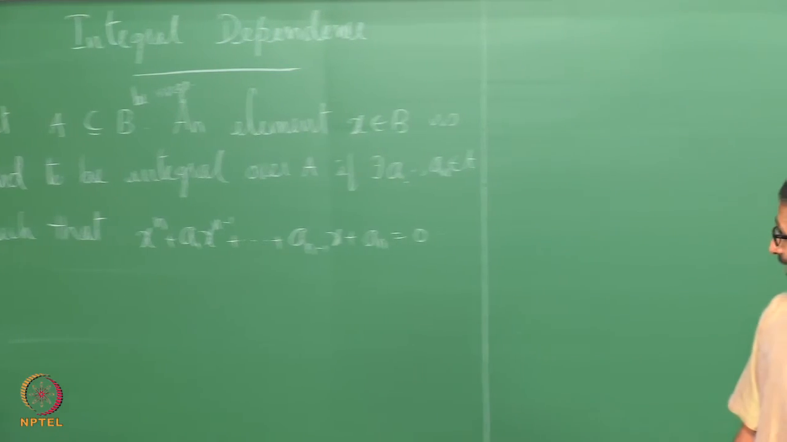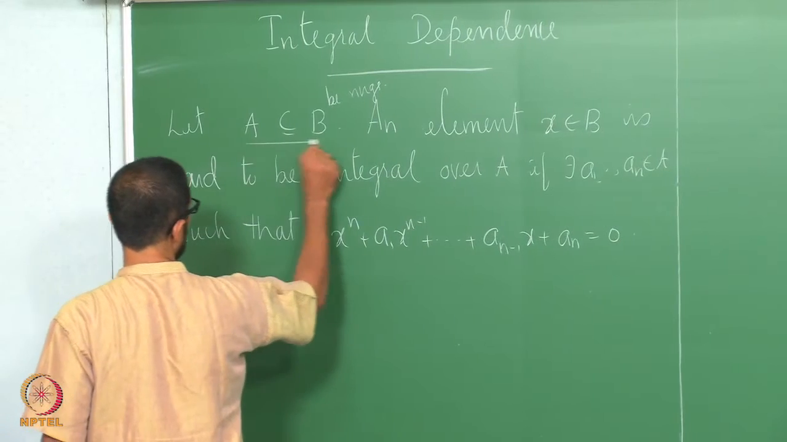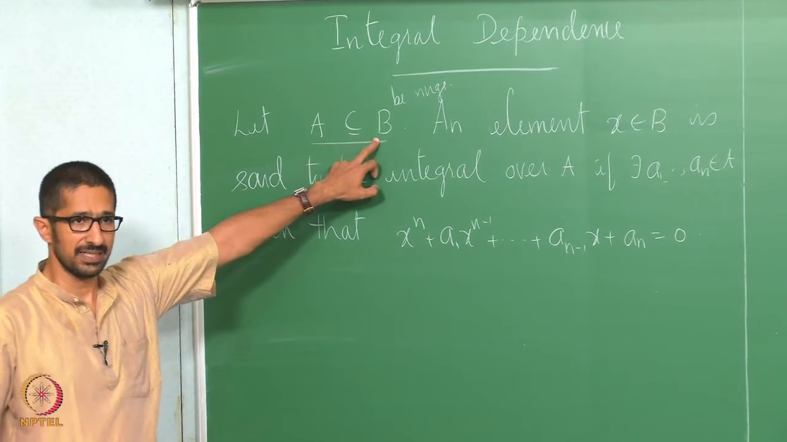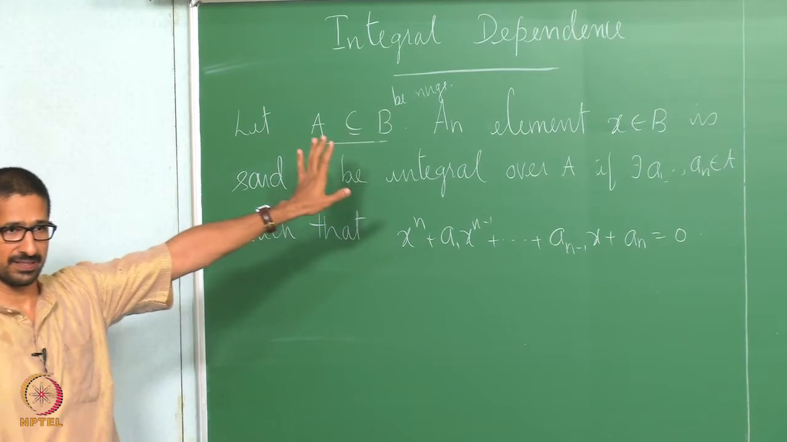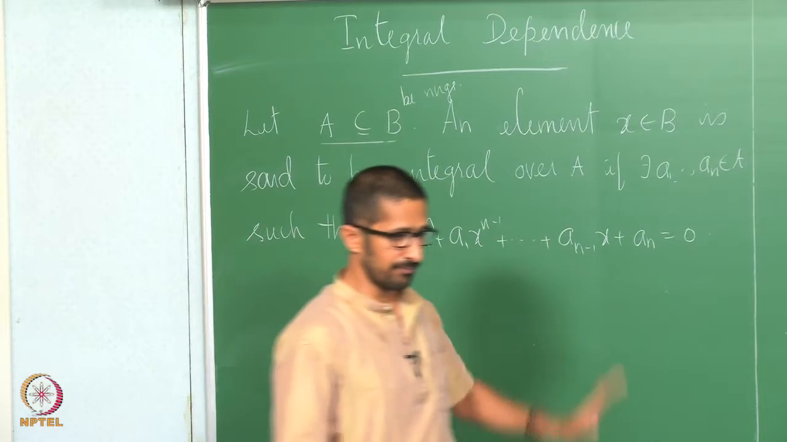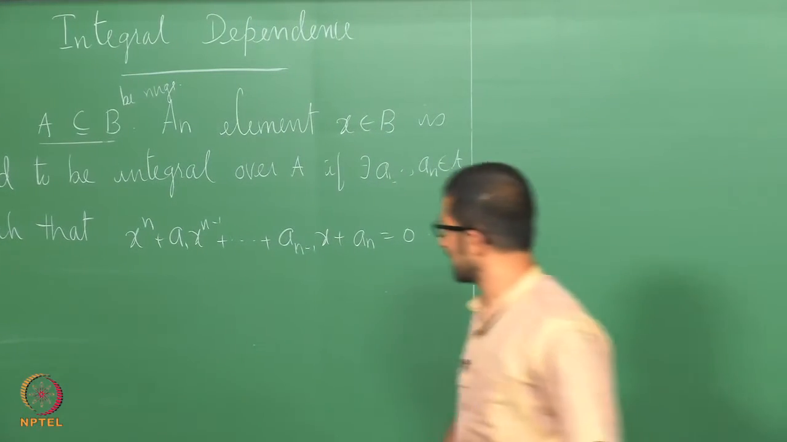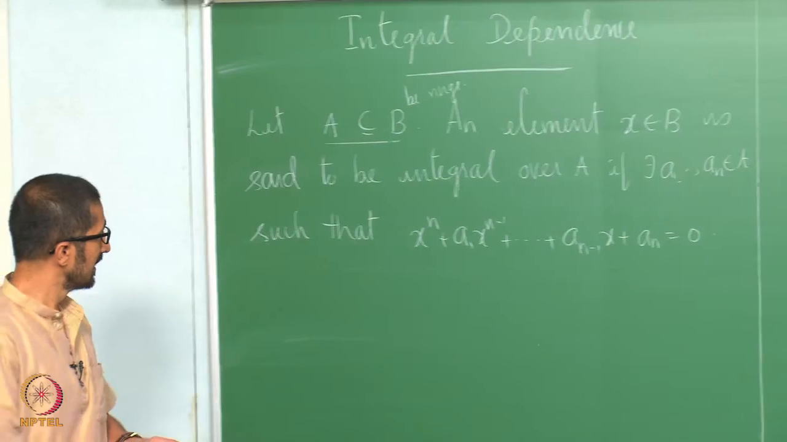By this notation I mean A and B are rings, and when I say A contained in B, it means A is a subring of B, okay, with the operations being the same. Okay. So, that is what the notation means.